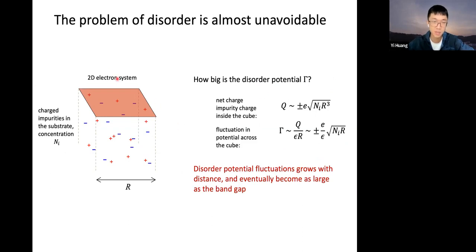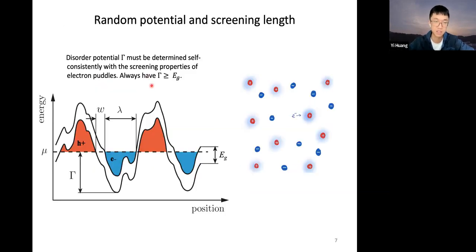Well, in such estimation, I was ignoring the screening property of your 2D electron system. I was imagining the 2D electron system is a perfect insulator. However, this is not true. If this is true, we can indeed have arbitrarily large potential fluctuation. But as I told you, once the band edge crosses the chemical potential, you can have some electron and hole puddles, and those puddles will screen the disorder potential.